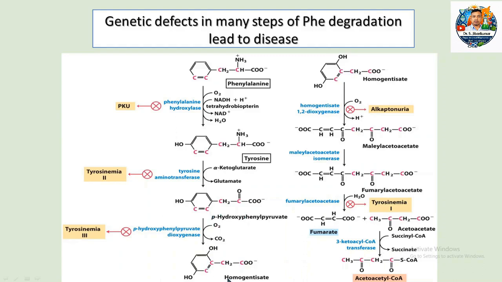In the next reaction, this para-hydroxyphenylpyruvate is converted to homogentisate, another intermediate of this pathway, and it is formed by this para-hydroxyphenylpyruvate dioxygenase. You see here the difference between these two structures.